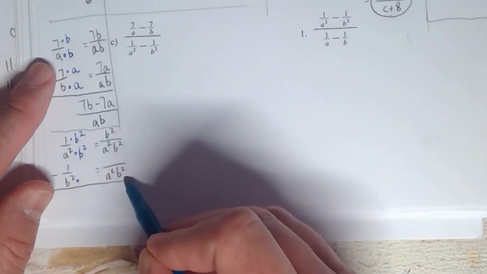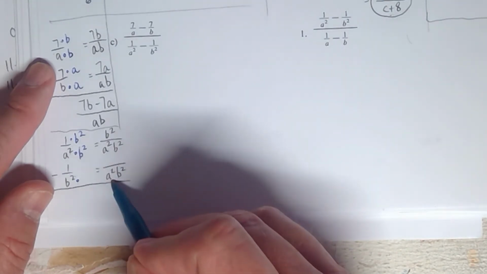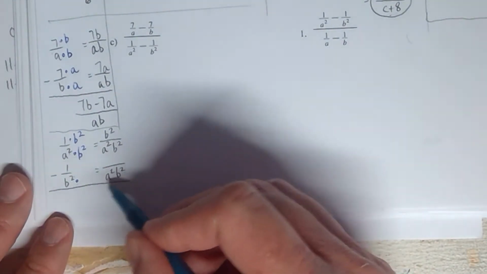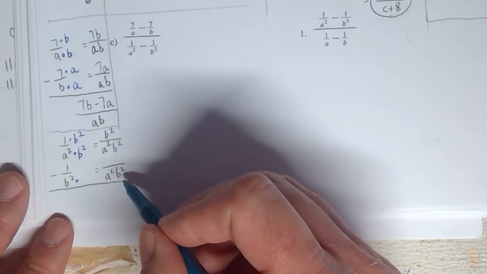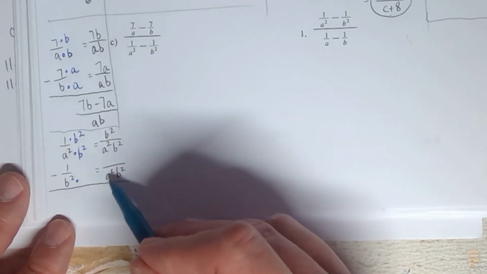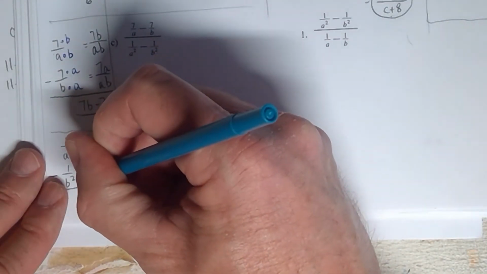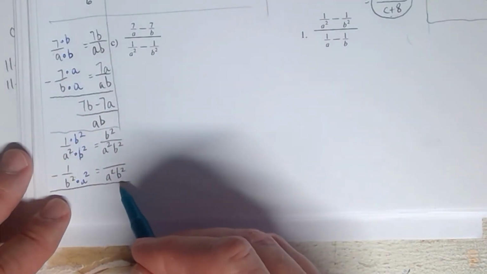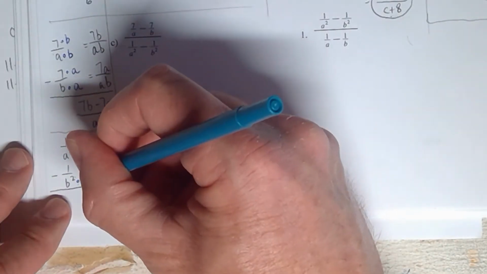A squared b squared is the same thing as b squared times a squared. Like I said in the last part, it doesn't matter what order you multiply in. It's still the same thing as long as the two things are being multiplied. B squared is being multiplied by a squared, and so if I say b squared times a squared, it's the same thing as the LCD.